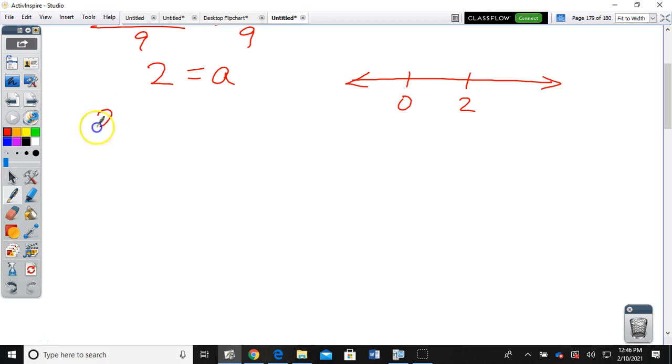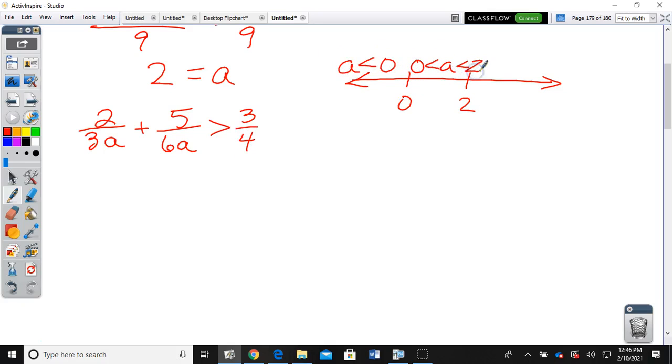2 over 3a plus 5 over 6a, and I need it to be less than or greater? Greater than 3/4? Okay. So I need a number that's a is less than 0, 0 is less than a but less than 2, and I need a number greater than 2. Those are my three intervals that I'm checking.